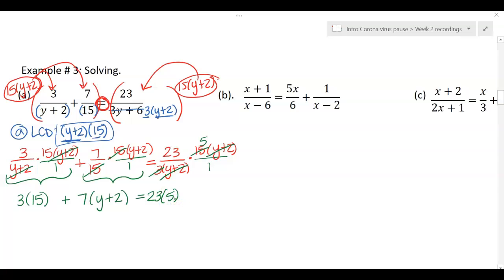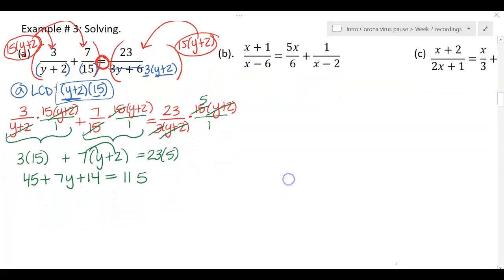So it might look a little complicated right now. I'm writing out each individual step, and I would recommend that you do the same just to not get lost in the steps. But really here, I have 45 plus 7y plus 14 equals 23 times 5, which, let's see, that would be 115. I'm going to add together the 45 and the 14. That gives me 59.